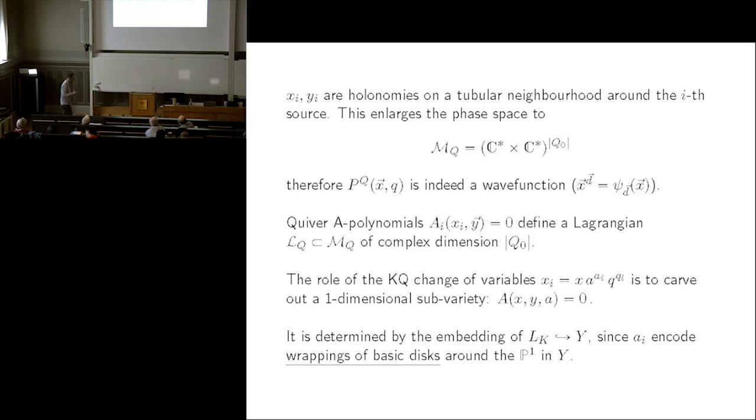So far, we've just focused on what happens inside L_K. But in this specialization, you have these variables a_i, and these encode how many times each basic disk, giving rise to the sources that we've talked about, wraps the P1. So that's information about how L_K is embedded in the conifold.